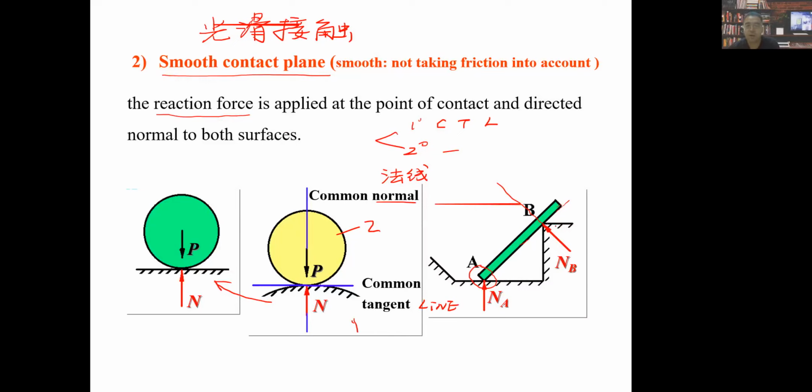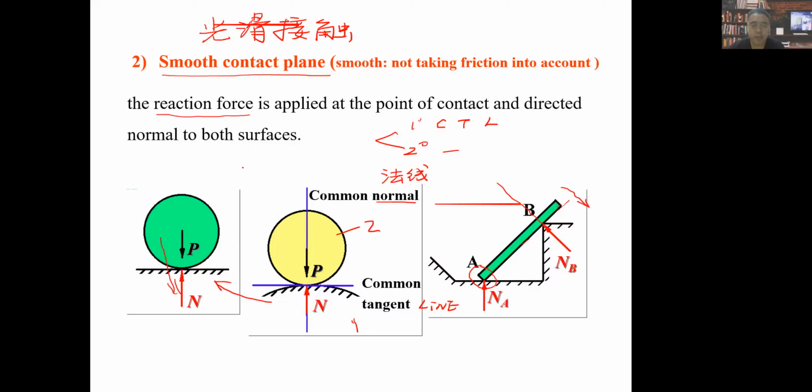We should know its direction should be along this direction and try to prevent the capable movement, because maybe this rod wants to move along this direction, and this direction, and this direction. So this reaction force tries to prevent these things from happening.